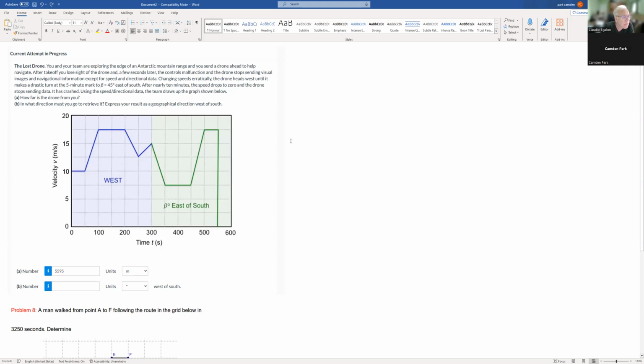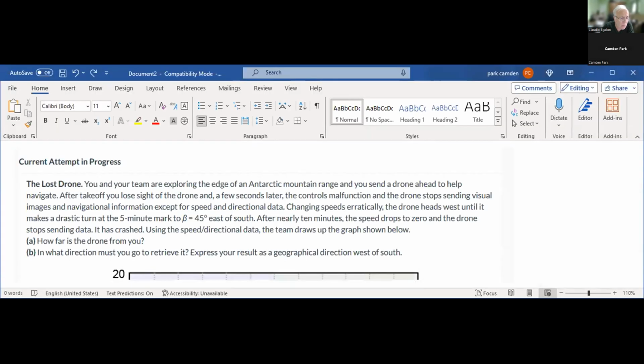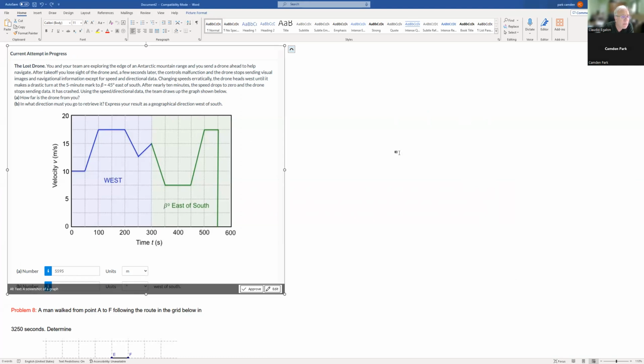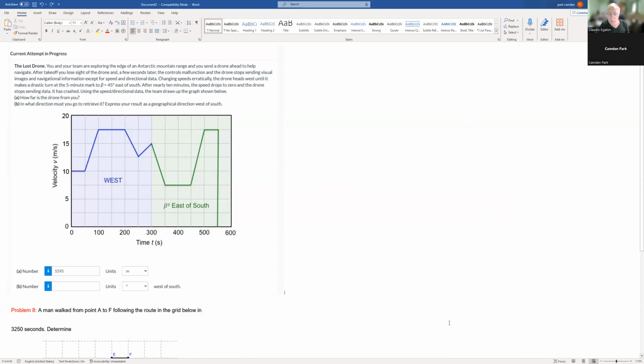Okay, how far is the drone from you? This one here requires a vector. Oh, should I stop sharing? No, don't stop sharing. Okay, good. So what's happening here? As time goes by, that's the velocity, right? You and your team are exploring the edge of Antarctica mountain. Okay, so let's do that. Don't stop sharing yet.